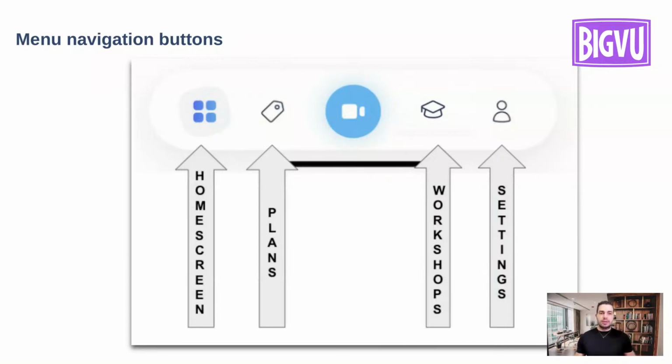The blue icon in the middle is to start a new project. You can start a new project with a script, with no script, and you can also import an external video to add captions and to edit inside BigVU. The last two icons I'm going to explain in the middle of this workshop. Okay, so let's move forward.